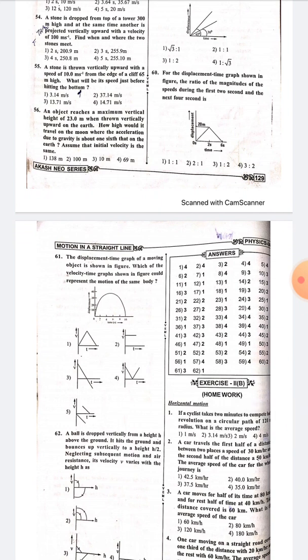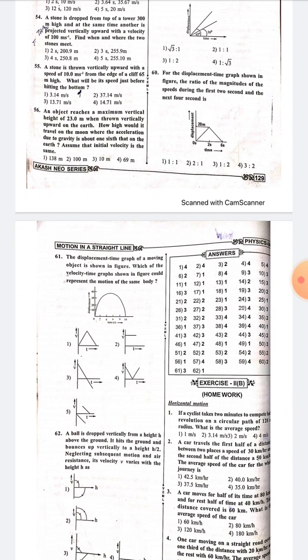A stone is dropped from the top of a tower of 300 meters. So h is equal to 300 meters. And at the same time, another is projected vertically upwards with a velocity of 100 meter per second. So v is equal to 100 meter per second.